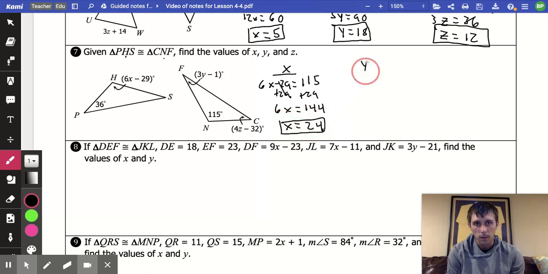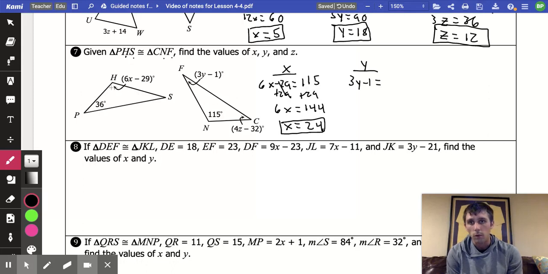Now for y, it is in this one. 3y minus 1 equals what? It is in angle F. Angle F is the third one, so I would need the third one over here, which is angle S. We don't know angle S. Okay, but what did we know angle H was? We said it equal to 115, right? And the inside of a triangle adds up to 180. So 115 plus 36, so 180 minus 151 tells us that angle S would be 29.